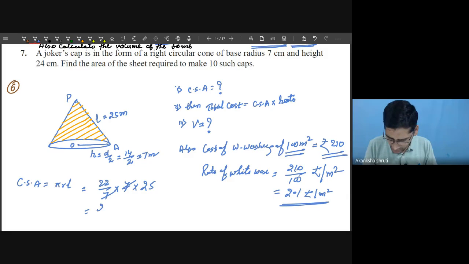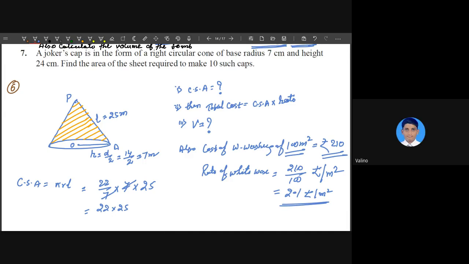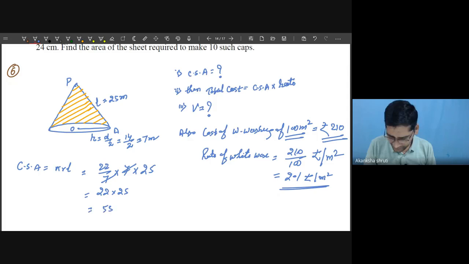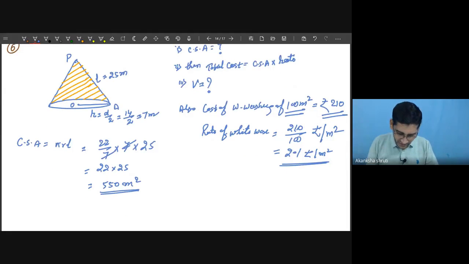So it is simply 22 multiplied by 25. So it becomes 550. What is the unit? The unit is equally important, students. Meter square. Now from this CSA, we have to find the total cost. Since for the white wash of 100 meter square it is 210 rupees, for 1 meter square it is 2.1 rupees per meter square. So for 550 meter square, what will be the cost?